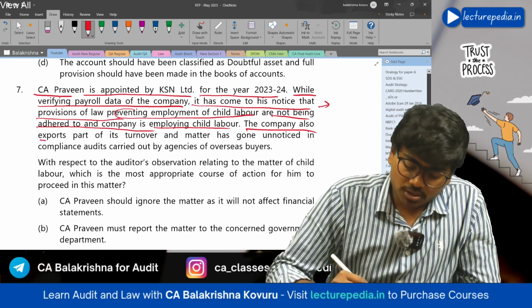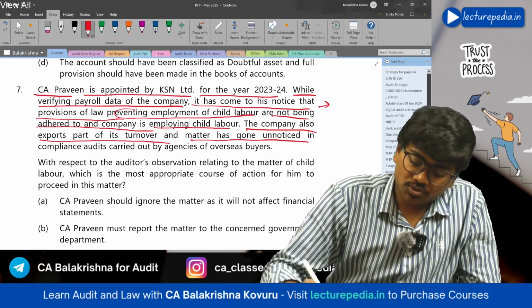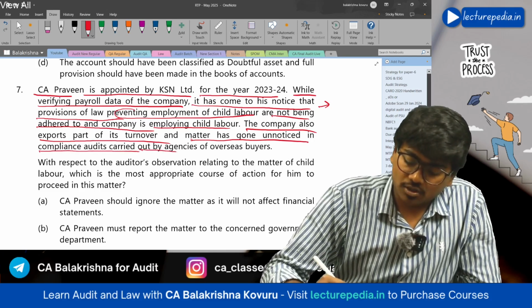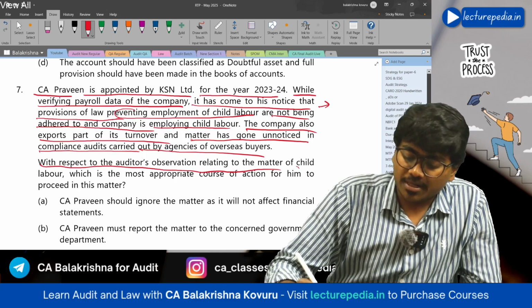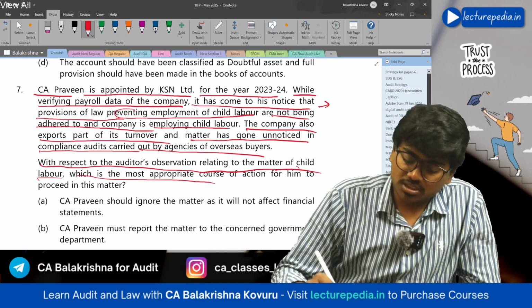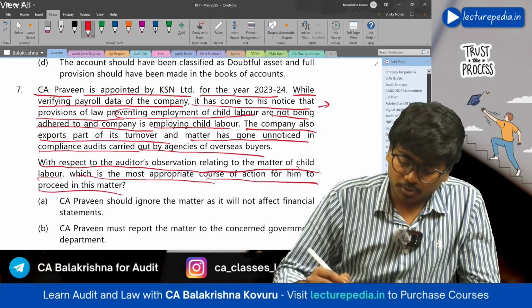The company also exports part of its turnover and matter has gone unnoticed in complaints audits carried out by agencies of overseas buyers. With respect to auditor's observation relating to the matter of child labor, which is the most appropriate course of action for him to proceed in this matter?